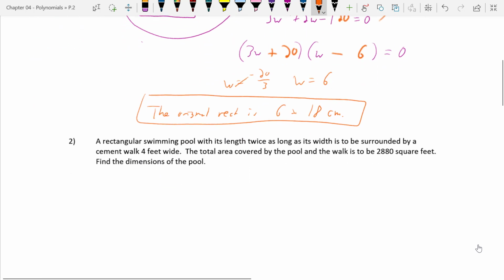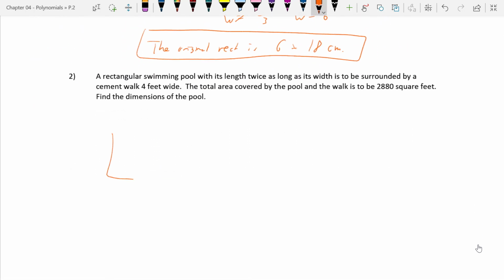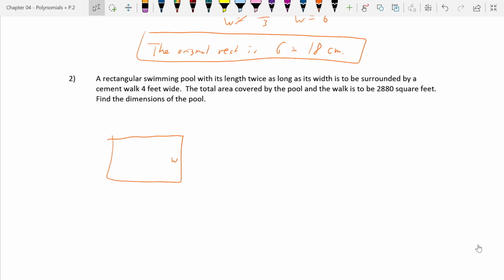Okay. Let's move on to a rectangular swimming pool with its length twice as long as its width. So we have a width W and a length 2W. And then it's to be surrounded by a cement walk 4 feet wide. So I'm going to surround this by a cement walk that is 4 feet wide.